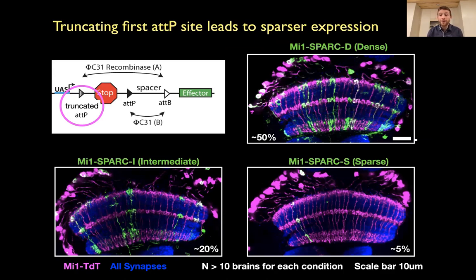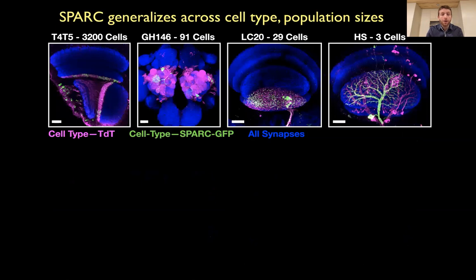Now we call these three variants of SPARC the dense, intermediate, and sparse variants. And these levels, 50%, 20%, and 5%, should cover the range that we need to isolate individual neurons in any neuron population in the fly. But I won't ask you to take my word for it. Here I'm showing you images of SPARC labeling in 4 other cell populations in the fly that span the gamut of cell population size. And we're clearly able to label single neurons in populations from 3,200 cells down to 3 cells with one of these SPARC variants.